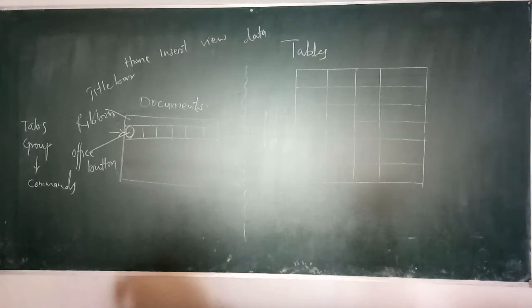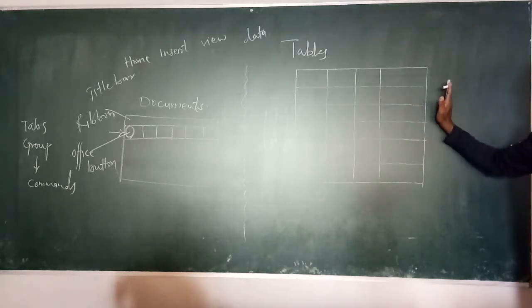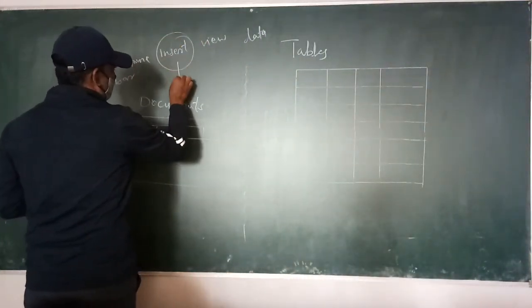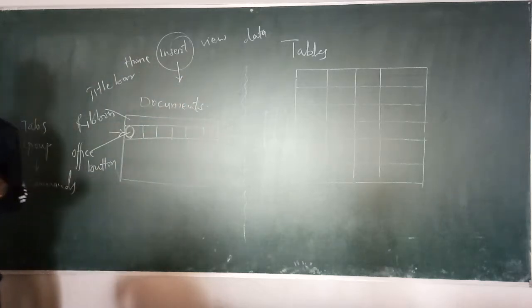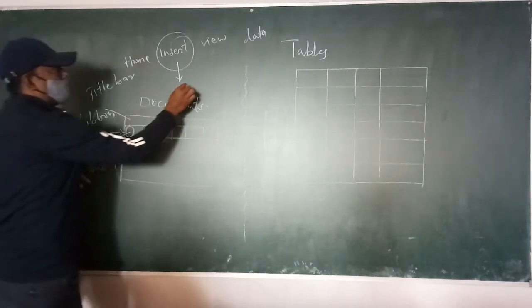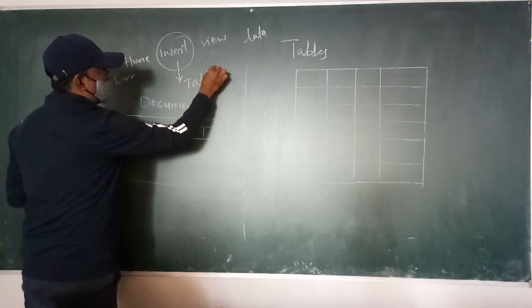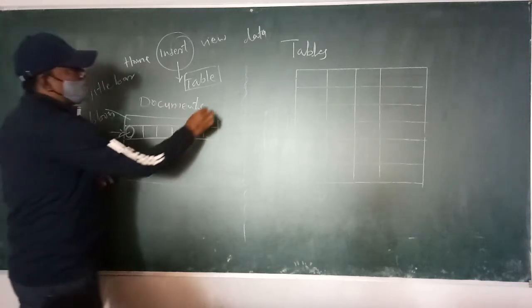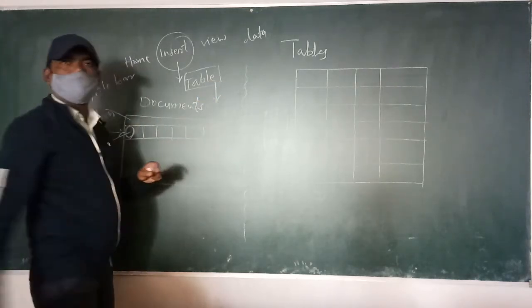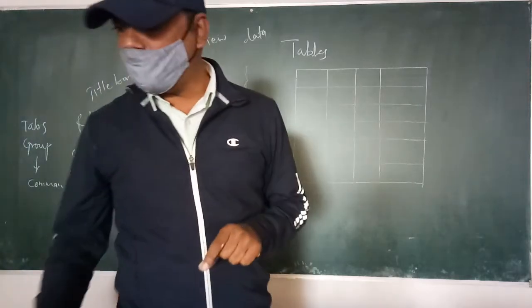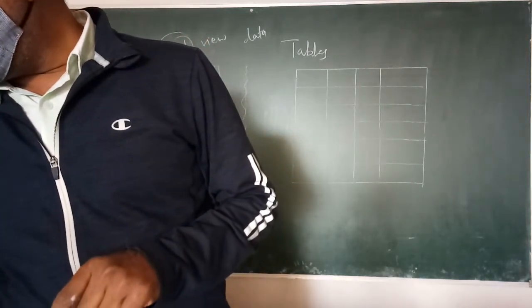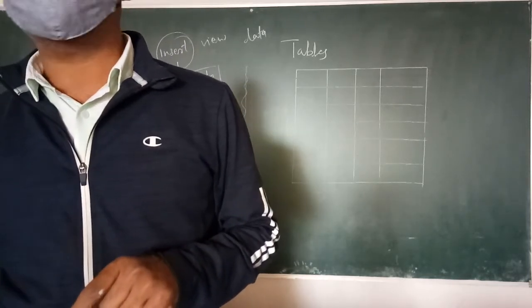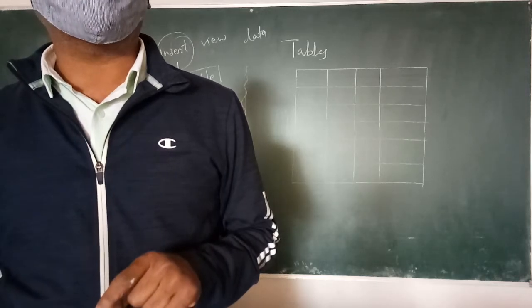So to create a table, first we have to click on the Insert tab. Then in the Insert tab you can see the Table option is there. When you click on Table, you can see different options in tables, like in your textbook on page number 13.